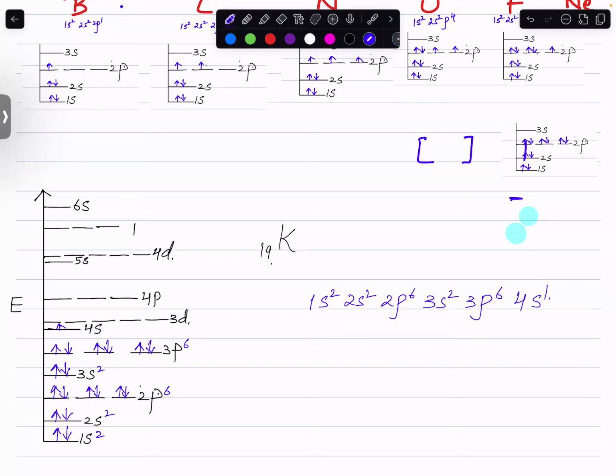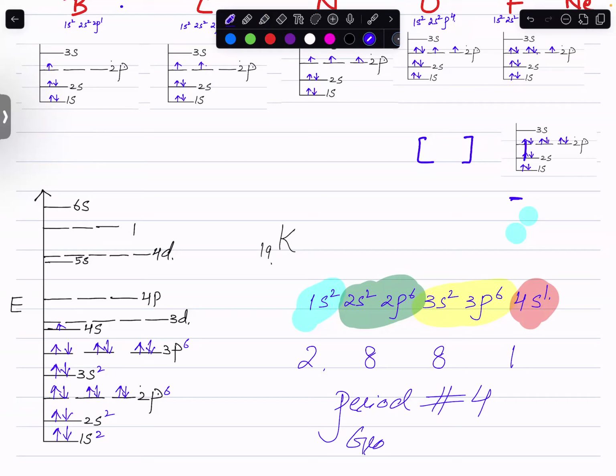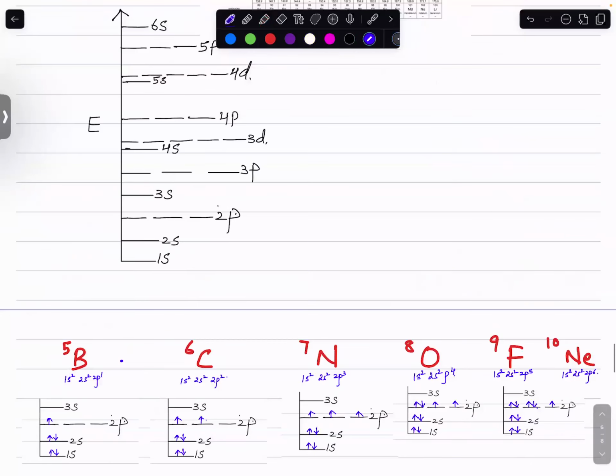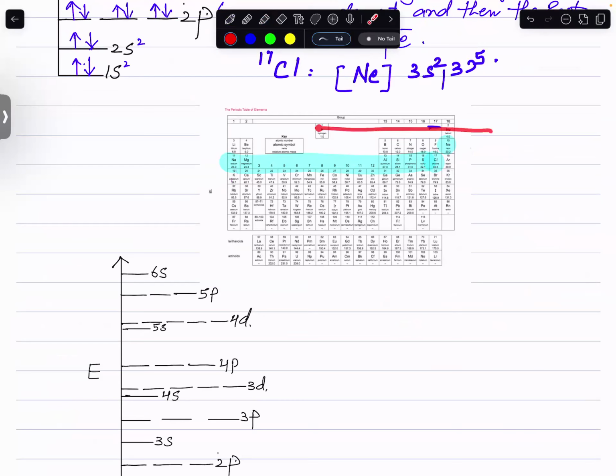4s1. Now, if you look, first shell, second shell, third shell, and fourth shell. In the first shell, 2, in the second shell, 8, in the third shell, 8, and then 1. So it is in period number 4 and group number 1. Perfect. Look: period 1, period 2, period 3, period 4, and group 1.